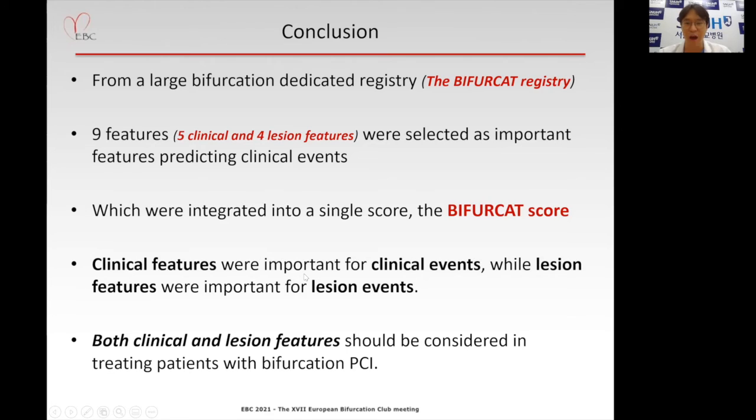This is quite an obvious statement, but again, from this statement, we can stress that considering both clinical and lesion features is important in treating bifurcation PCI patients.